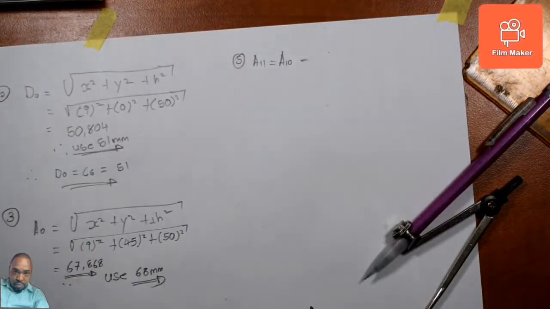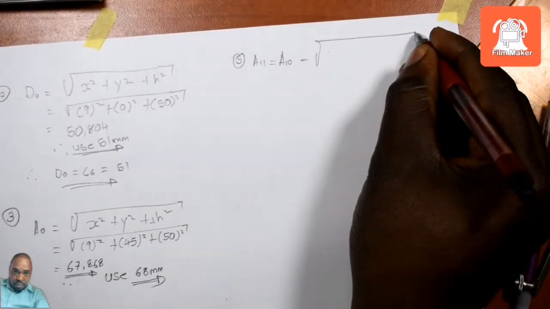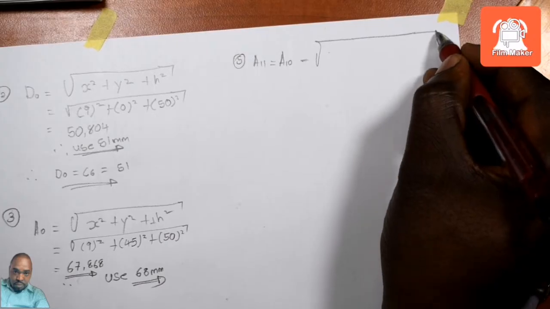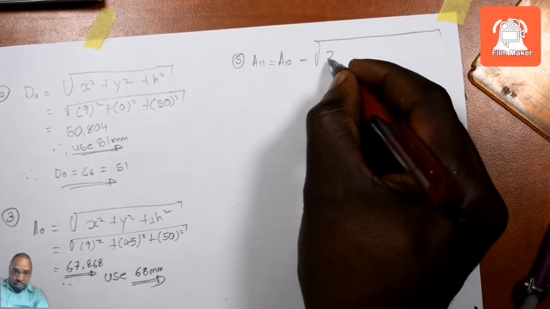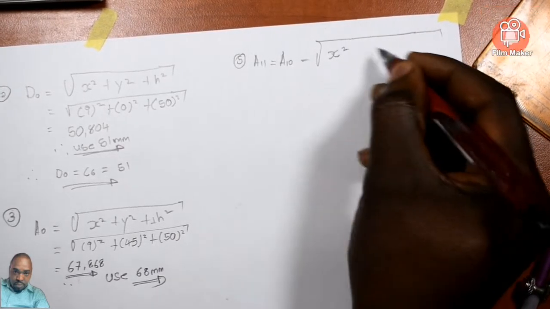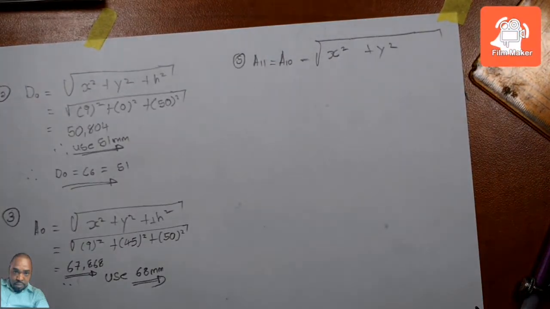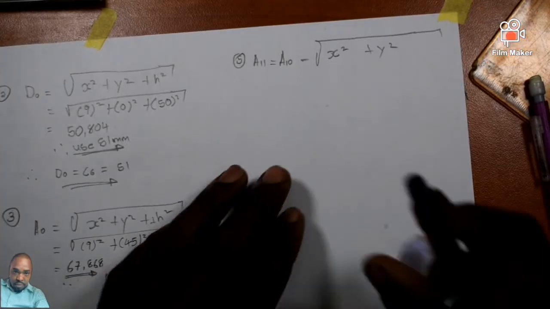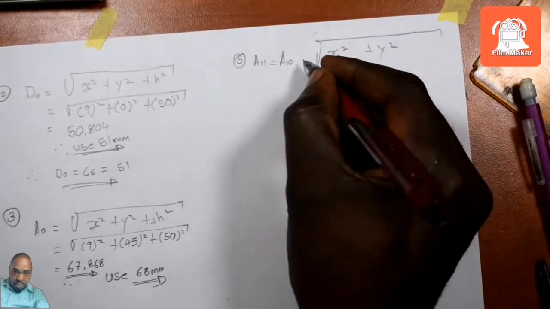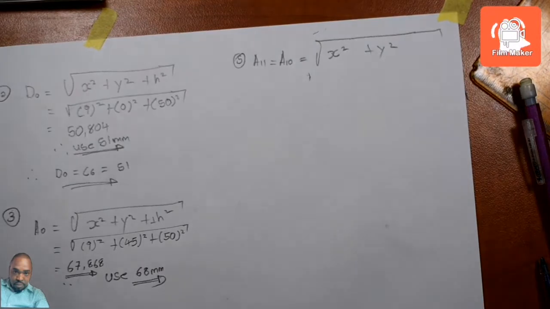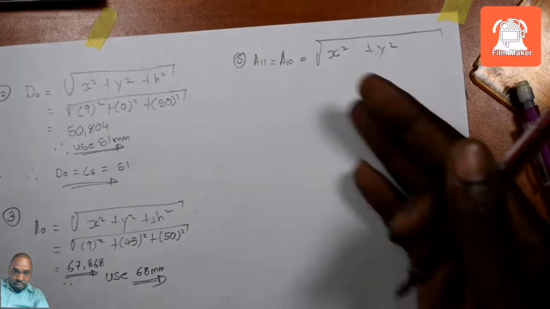So it is equals to, these things are falling, is equals to square root of what? Of x squared plus y squared. For now, let me exclude my height. I'll add it later, so to avoid confusion. You understand? For now, let me exclude my height. I'll add it later.